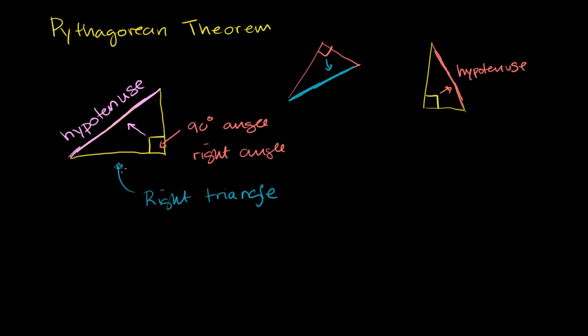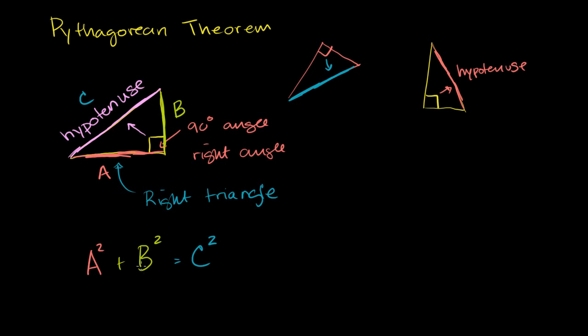Once you have identified the hypotenuse, and let's say that it has length c, now we're going to learn what the Pythagorean theorem tells us. Let's call this side c. Let's call this side right over here a, and this side over here b. The Pythagorean theorem tells us that a squared, the length of one of the shorter sides squared, plus the length of the other shorter side squared, is going to be equal to the length of the hypotenuse squared.